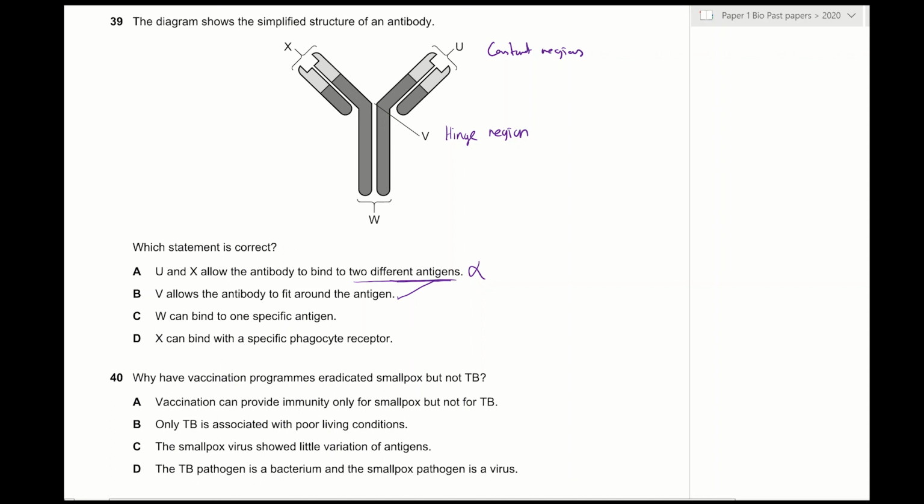C. W can bind to one specific antigen. First of all, W is the constant region and it does not bind to an antigen. It binds to a receptor on a phagocyte or a macrophage, for example. So this is incorrect. D. X can bind with a specific phagocyte receptor. As we mentioned, it's W which binds to macrophages or phagocytes. It's not X. X is a constant region and it binds to antigens. Therefore, this is incorrect and the correct answer is going to be B.